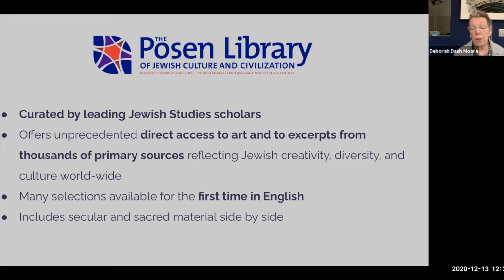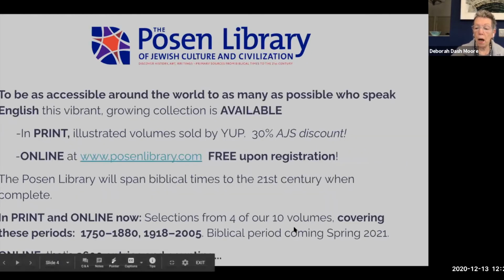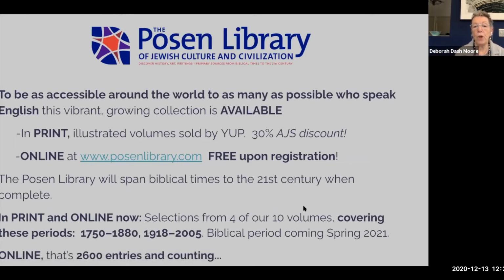It's not obviously an encyclopedia, right? But it gives you the original sources. And most of those excerpts are relatively short. You can indeed go to this through posenlibrary.com. You have to register. That's a requirement because of permissions that we have.